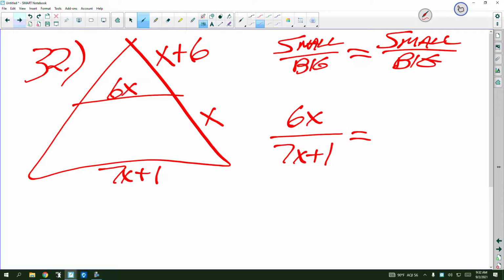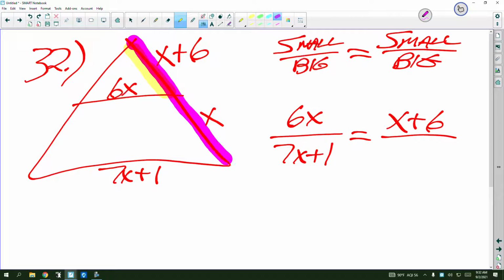Now we're going to deal with the right sides of the triangles. I have a little right side of a triangle. X plus 6 is small. Get ready. I have a big side. What's the big right side? X plus 6. I'm going to go ahead and write it. Like that. It's called scale factor.